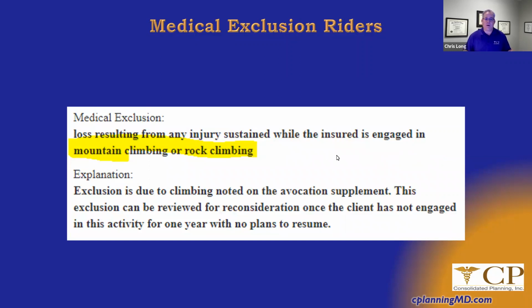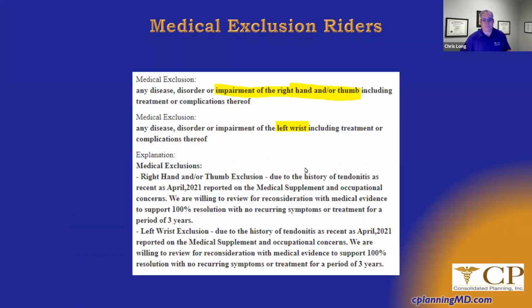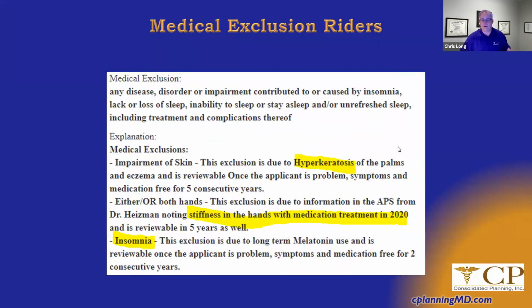Hobbies. Some hobbies, like mountain climbing or rock climbing: if you engage in those activities and that's a known thing you do, then they're likely to exclude that. So if you fall and break something while rock climbing, it may not be covered. Here's another one, wrist and thumb exclusion due to some tendonitis. Again, these are very common things we see a lot of, and I don't think anybody would agree any of these are disabling, right? Even insomnia: someone taking melatonin over the long term, they're putting an exclusion.